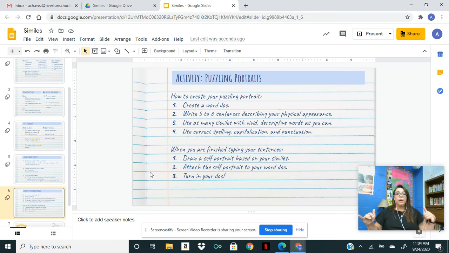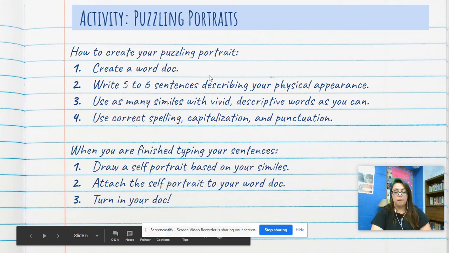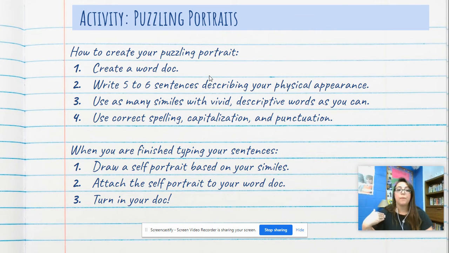All right, so what is the puzzling portraits activity? The puzzling portraits activity is going to be you creating, not a Word doc anymore. We actually created one for you. But you'll have your sheet and you're going to write 5 to 6 sentences describing your physical appearance. And you're going to use as many similes with vivid descriptive words as you can. And get creative, guys. This is an opportunity for you to really have fun and think of things that would be fun for a reader to read, just like a nose shaped like a boot. That's a funny image because obviously people don't have boots on their faces. And then make sure that you're using correct spelling, capitalization, and punctuation.